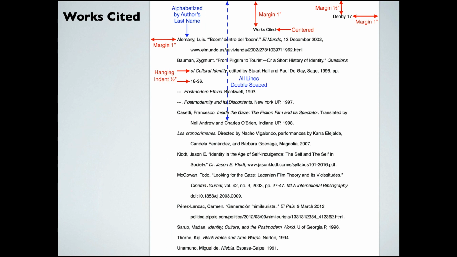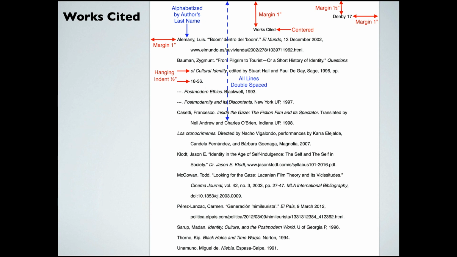Note that you use a hanging indent. The first line is not indented. It extends to the left 1-inch margin. But the second, third, fourth, and all other lines of the bibliographical reference are indented 1/2 inch.